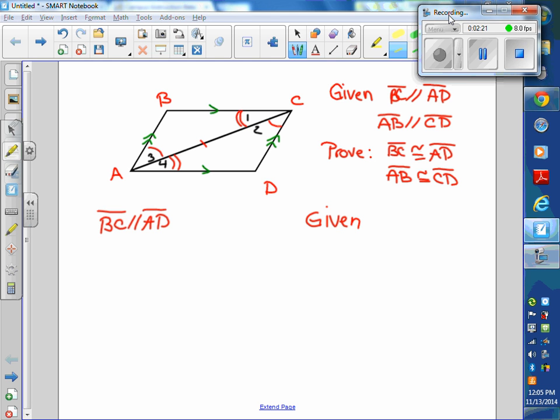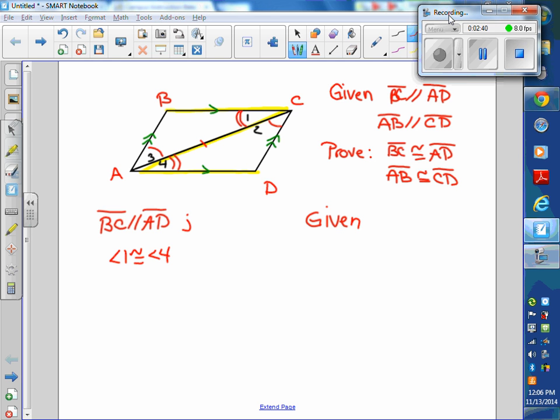Remember, trace over. Here's BC. Here's the transversal you're talking about. And here's AD. What angles did I just kind of capture? 1 and 4. So the only thing I can say from this is that angle 1 is congruent to angle 4.